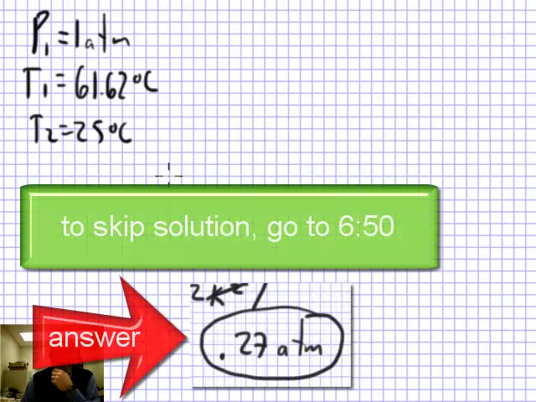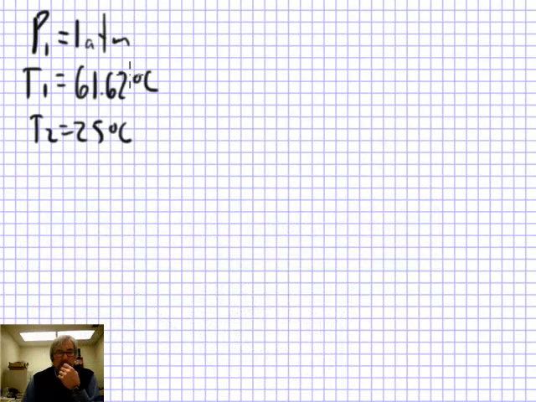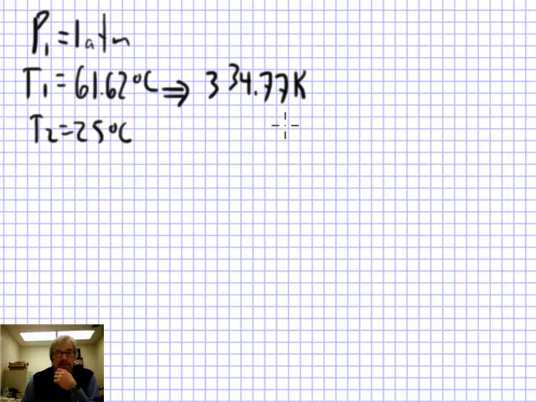Okay, I've reproduced the data here. Pressure is 1 atmosphere. We're going to assume infinite number of sig figs. The first temperature is 61.62 degrees C. Of course, we're going to need that in absolute terms, so if I add 273.15, I get 334.77 kelvins. So that's our first temperature. Second temperature is 25 degrees C. And again, I'm going to assume that that's a target, so I'm going to give it as many sig figs as I need, and I'll convert this to kelvins and make it 298.15 kelvins.